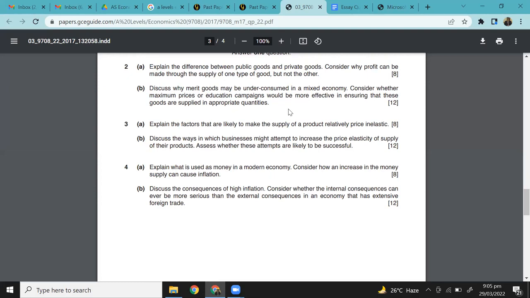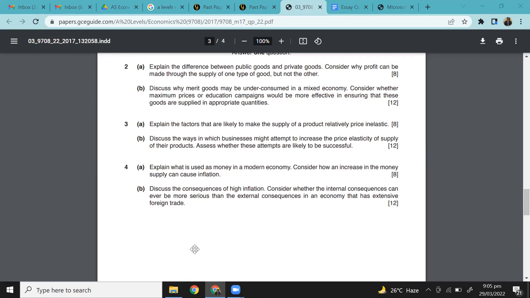Now for question 3, it says, explain the factors that are likely to make the supply of a product relatively price inelastic, and discuss the ways in which businesses might attempt to increase the price elasticity of supply of their products. Assess whether these attempts are likely to be successful. Personally, I think we should go with question 3, and if we have time, we can do 2B.